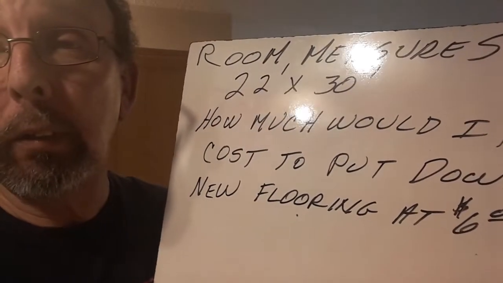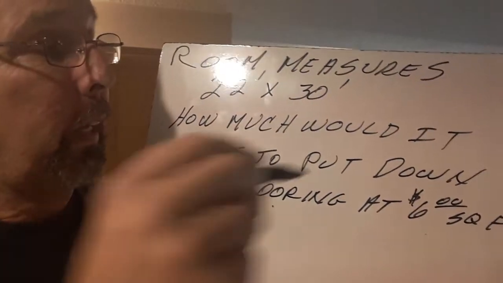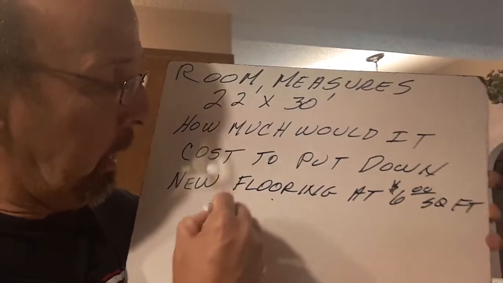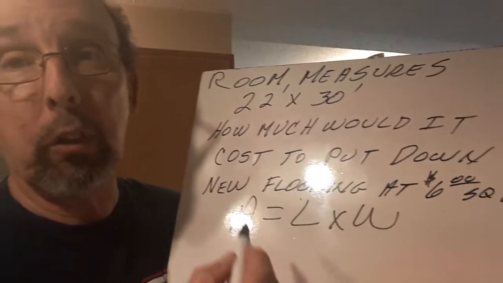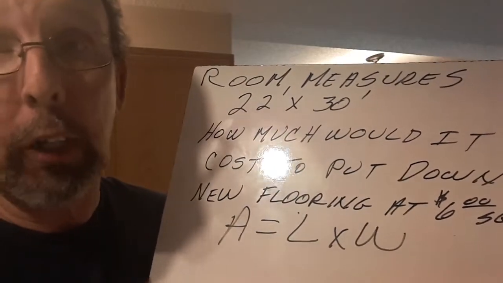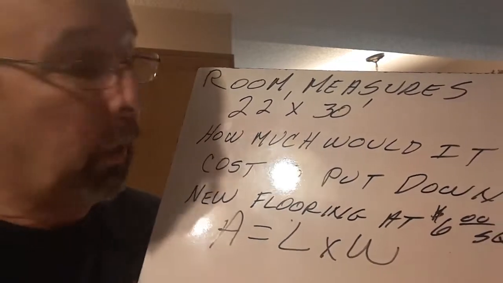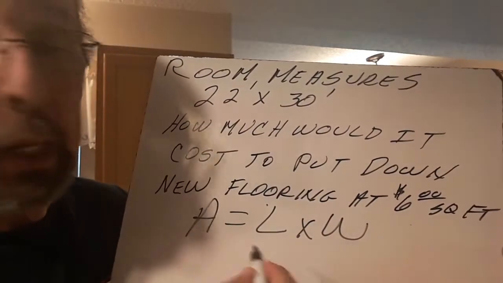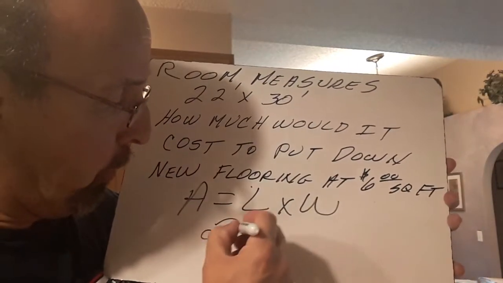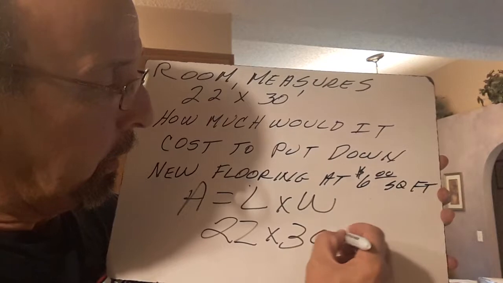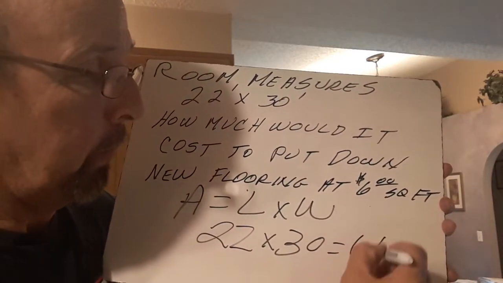First we have to find out the area, because that's what square foot is. The area of a rectangle, A equals length times width, right? By the way, you need to know all the formulas. You have to match them, but they're there. You've got to know the formulas for area and perimeter, right? Length times width. We know the length is 22 by 30. So you're going to take 22 times 30, and that's going to give you 660.